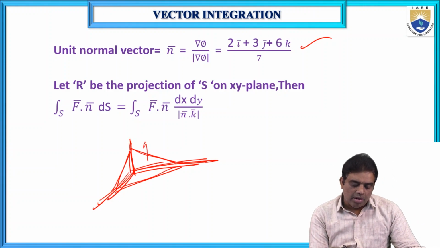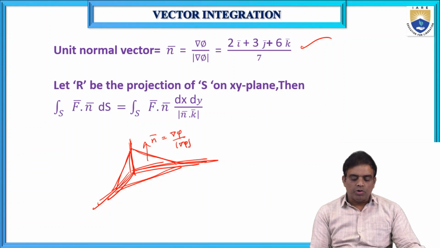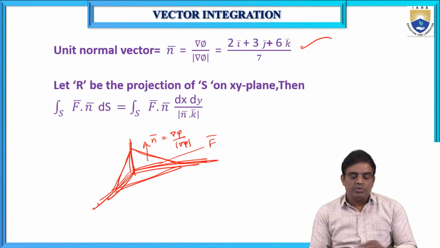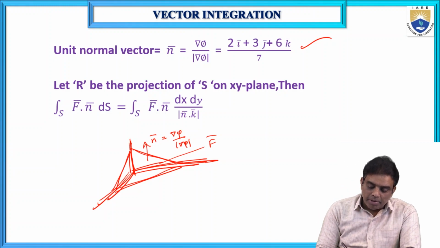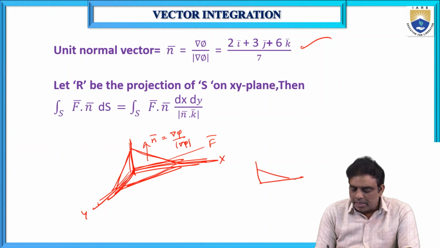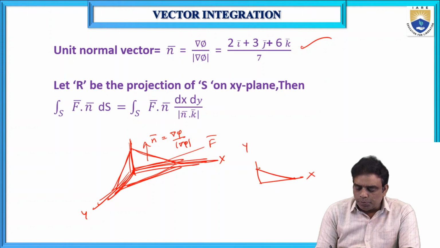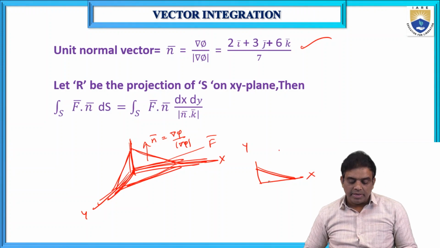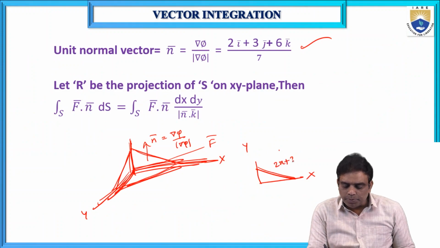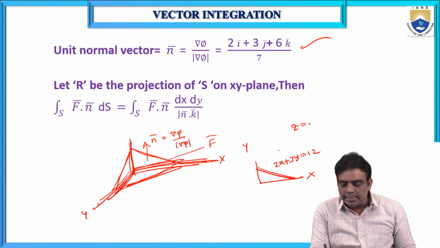The normal vector we have already calculated, n bar as grad phi by magnitude of grad phi, that is the unit outward normal vector. And f bar is the given vector point function which is defined on the surface. Now I am assuming R to be the projection in the xy plane. XY plane projection means z is 0, so you will get only x and y terms. What is the equation we get? 2x plus 3y is equal to 12, because z is equal to 0.